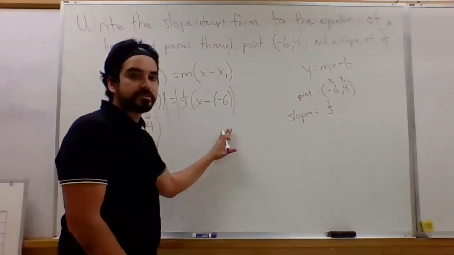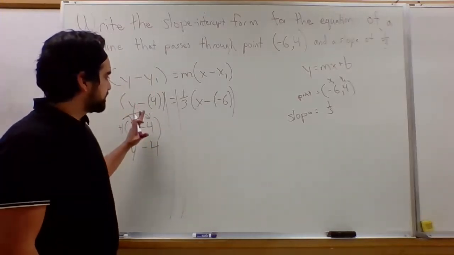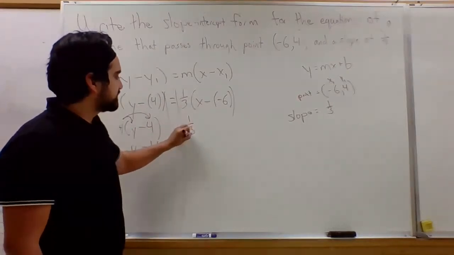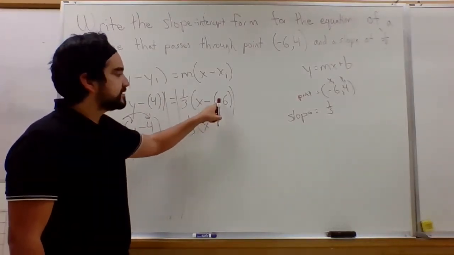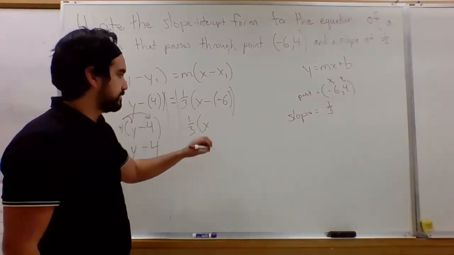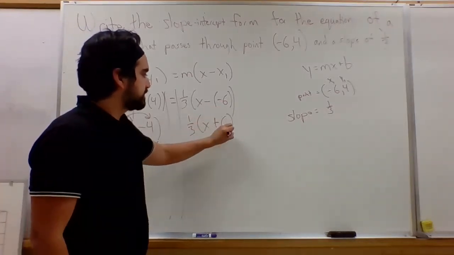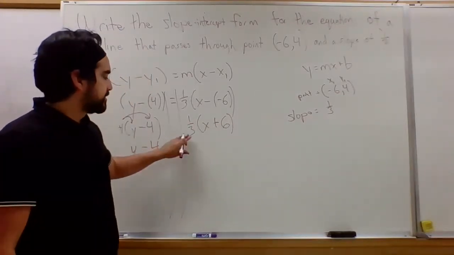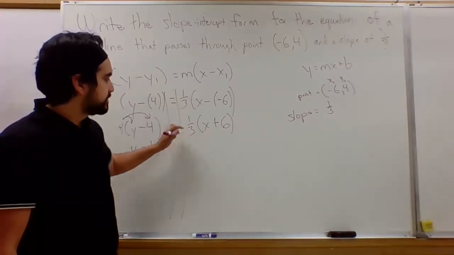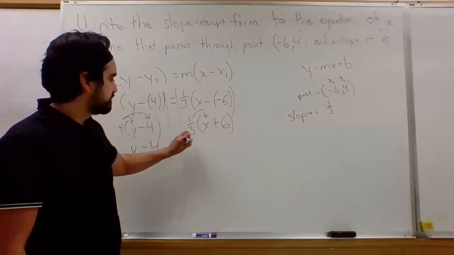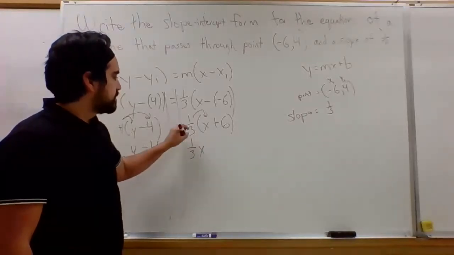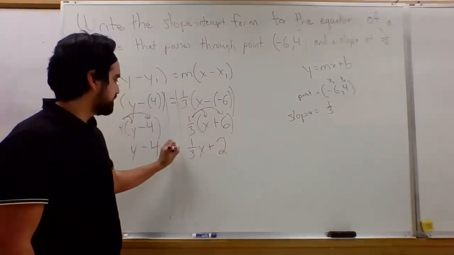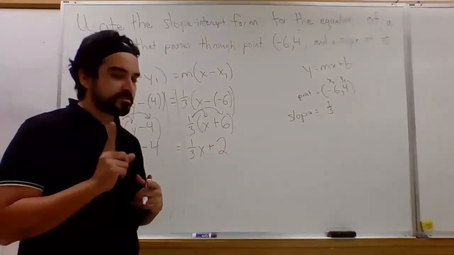Now let's go to our right side. So same as this one, I want to get rid of my inside parentheses. So outside stays the same. Minus the negative turns into a +6. Right? Now what I want to do is get rid of the outside parentheses. So I'm going to distribute my coefficient to my binomial. So it'll be 1/3 times x gives you 1/3 x. 1/3 times +6 gives you +2. And we have our equal sign. So we answer the first question.